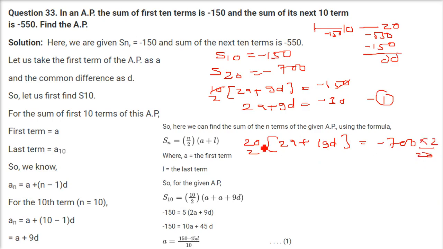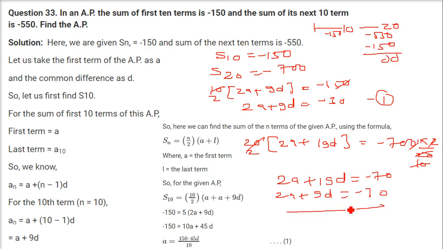So do you get 2 by 20? I'm taking it here. So what do you get? 2 10s are 20. This is minus 70. So 2A plus 19D equal to minus 70. And what do you have here? This is 2A plus 9D equal to minus 30. Subtract it. 19D minus 9D is 10D, and this is minus 30.